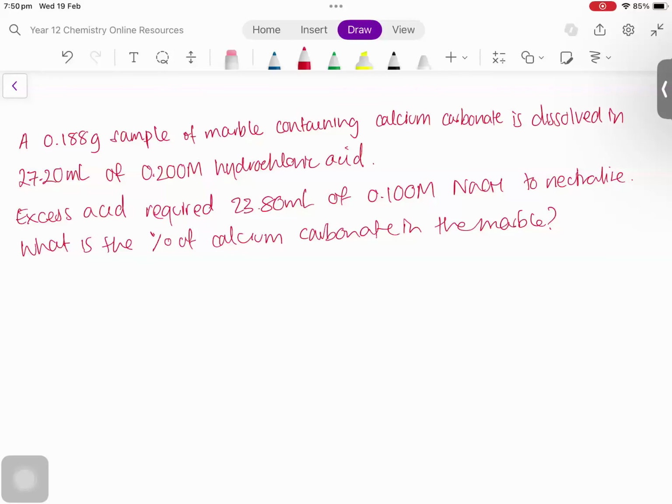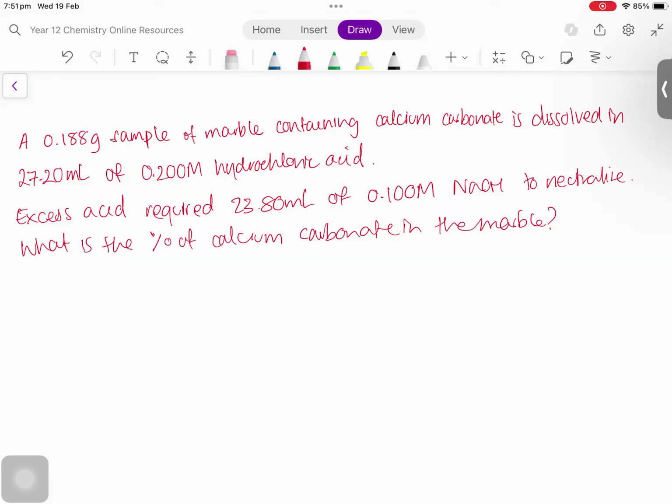A 0.188 gram sample of marble contains calcium carbonate and it gets dissolved in 27.2 mL of a 0.2 molar hydrochloric acid solution. Excess acid required 23.8 mL of 0.10 molar sodium hydroxide to neutralize it. And then they ask you, what's the percentage of calcium carbonate in the marble?